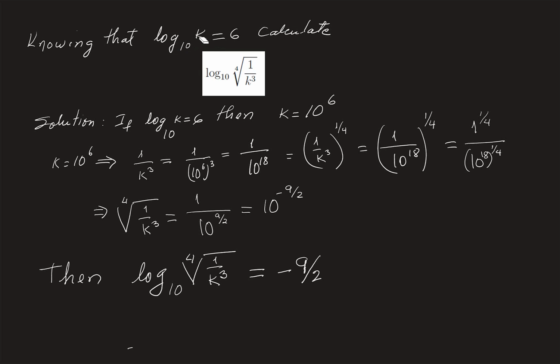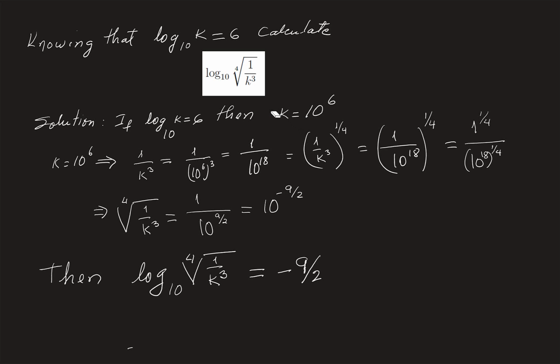Knowing that log in base 10 of k equals 6, calculate this expression. Solution. If log in base 10 of k is 6, then it means that k is equal to 10 to the 6.